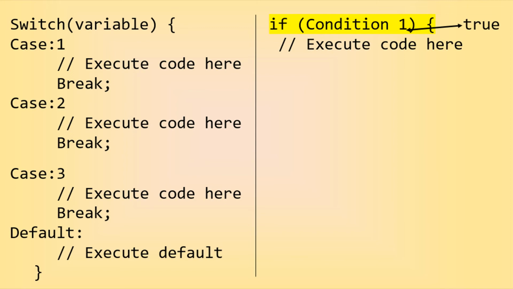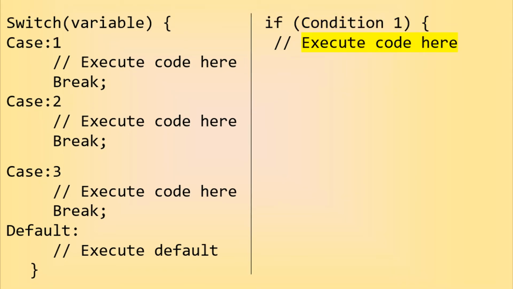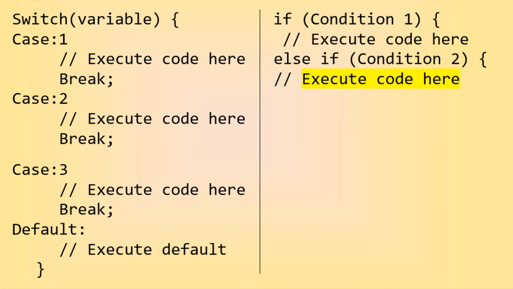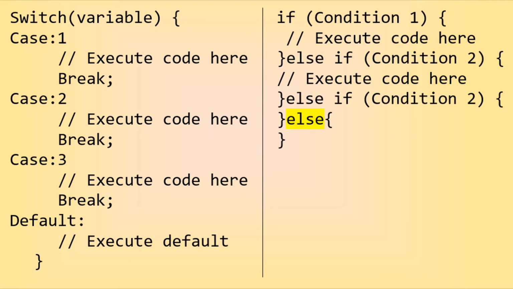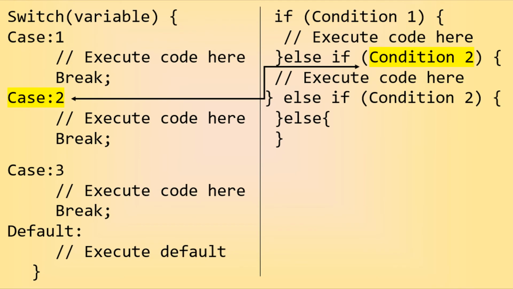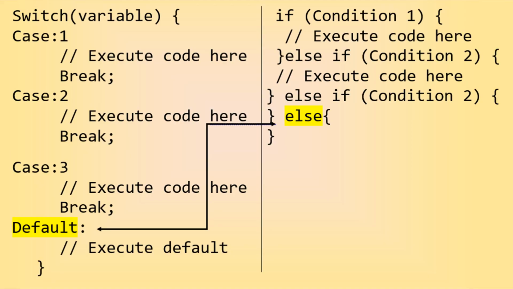So how can we compare the switch case statement with the if-else ladder? Here, if condition 1 is true, then execute the code here. Else if condition 2 is true, then the code executes here. And finally we have the else part at the end. If you compare the switch case statement with this one, you will find this is condition 1, this is condition 2, and at the end I have the default clause.